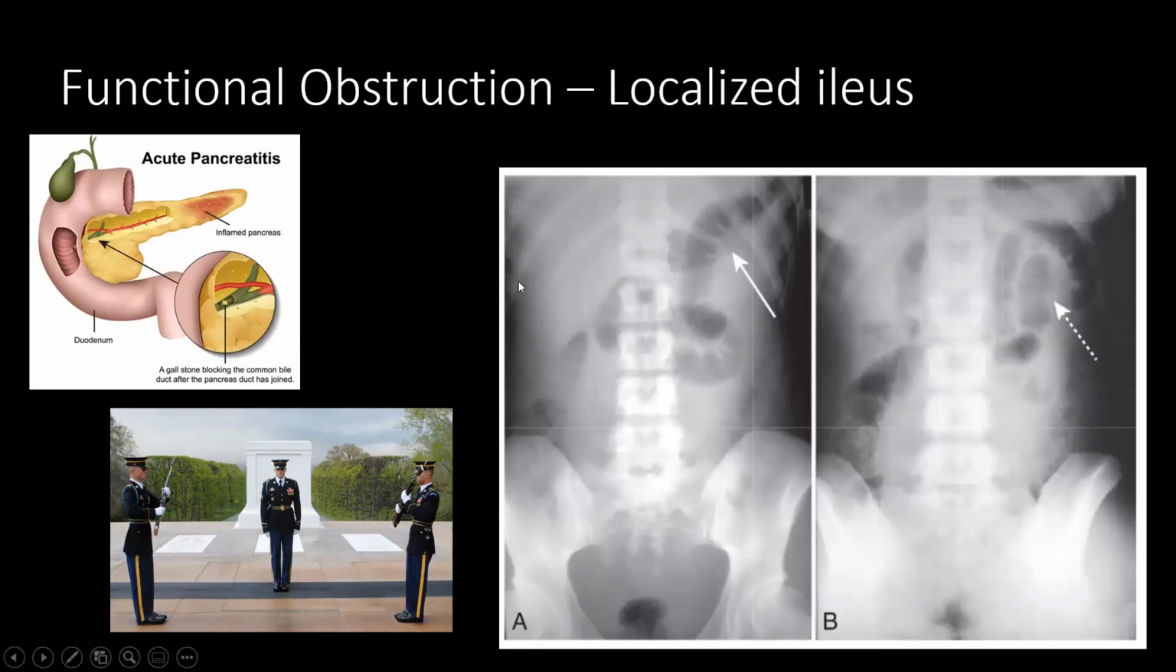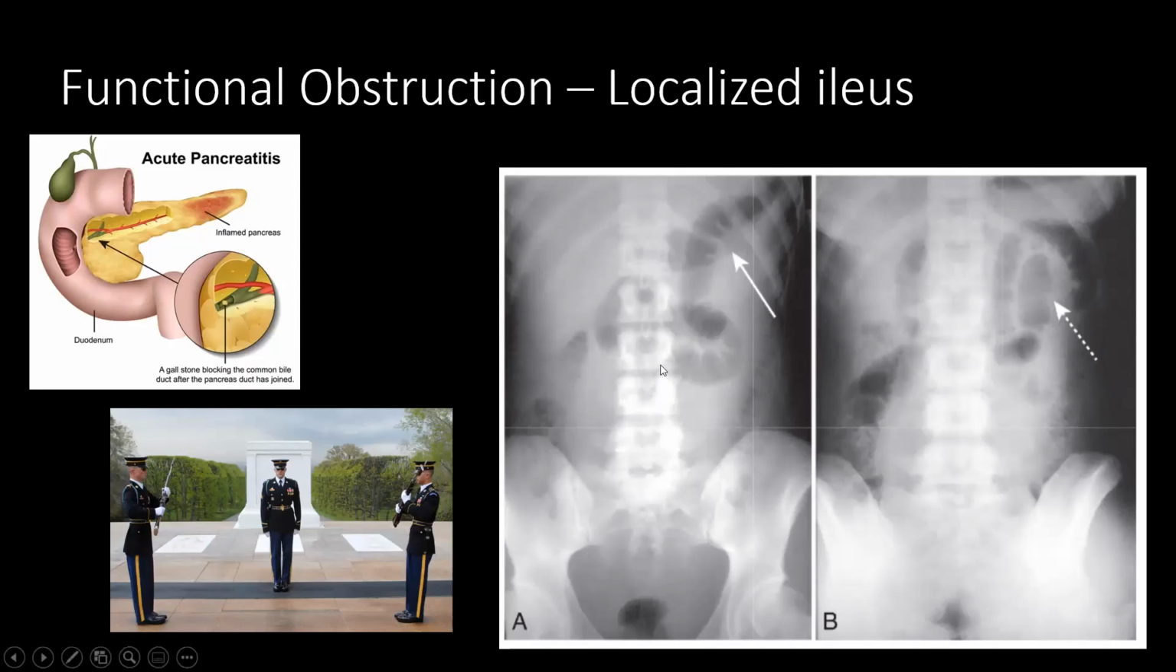If I have certain loops that have cessation in the movement, I call it a functional obstruction, a localized functional obstruction or a localized ileus. This localized ileus is defined as having loops of dilated small bowel loops which are not changing in shape.